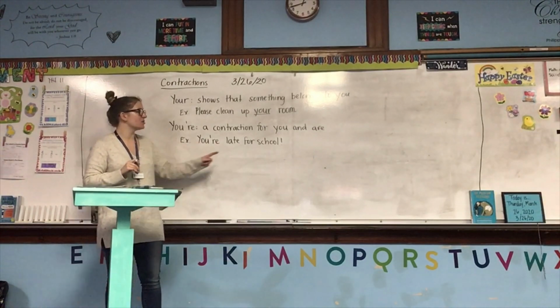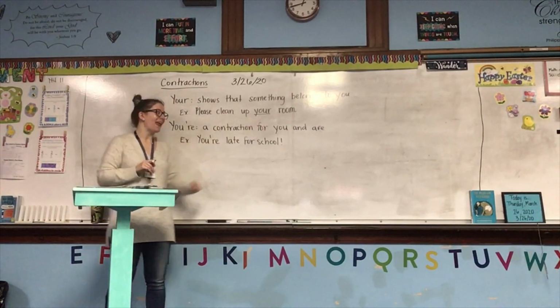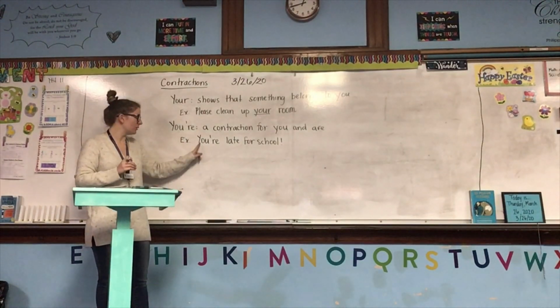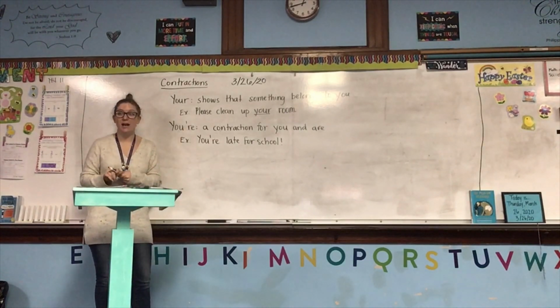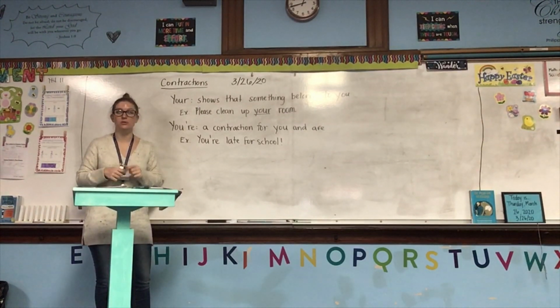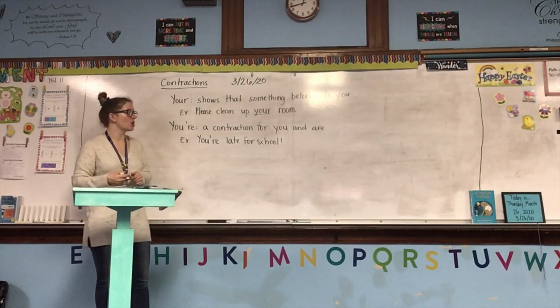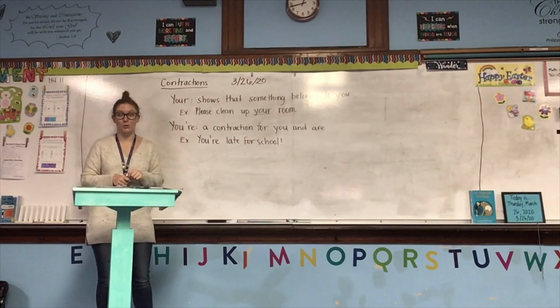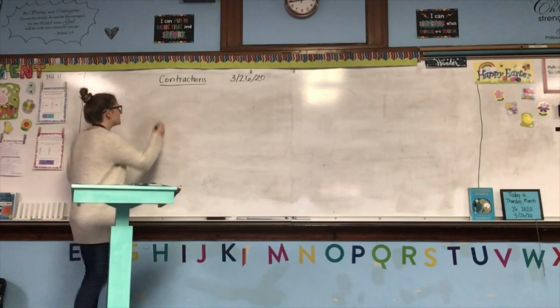So if you are trying to show that you own something, you use Y-O-U-R. If you are trying to contract the words you and are, you would use Y-O-U-'-R-E. You do have, on your independent practice, something to practice showing that you understand the difference between your and you're. Now, let's talk about the homophones.